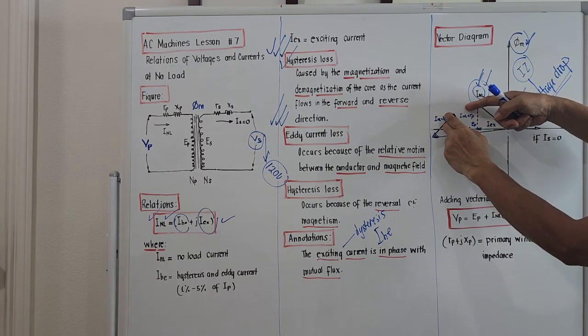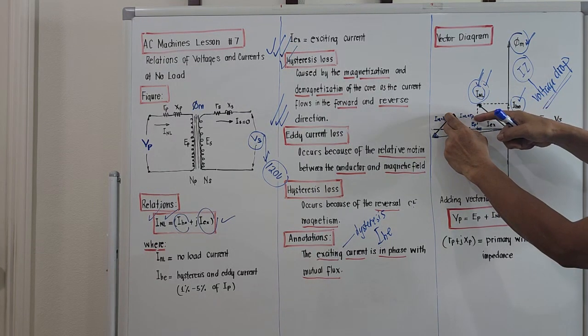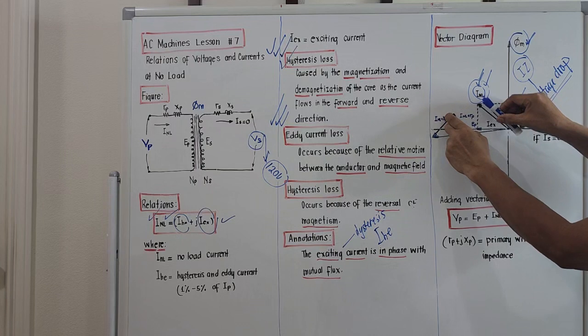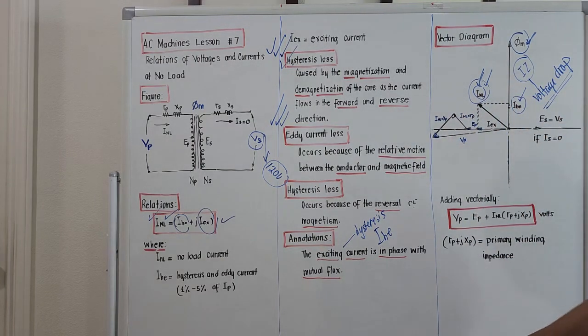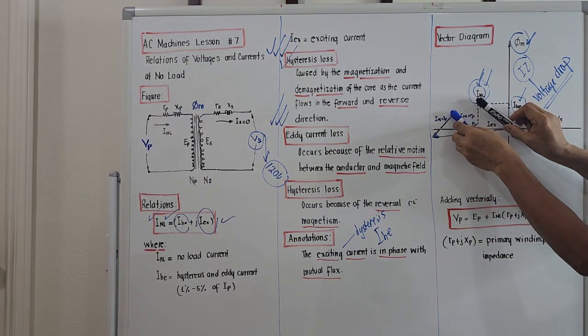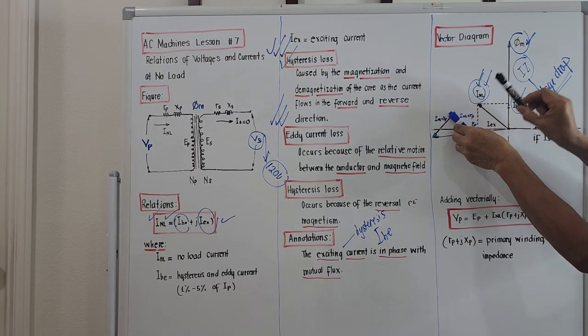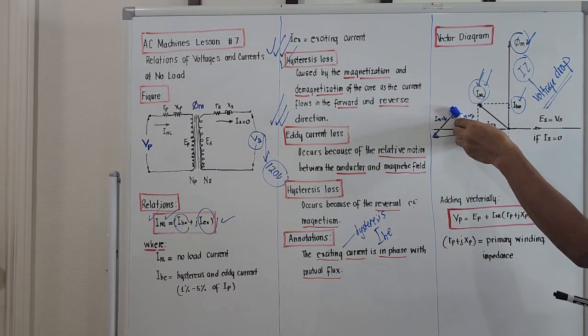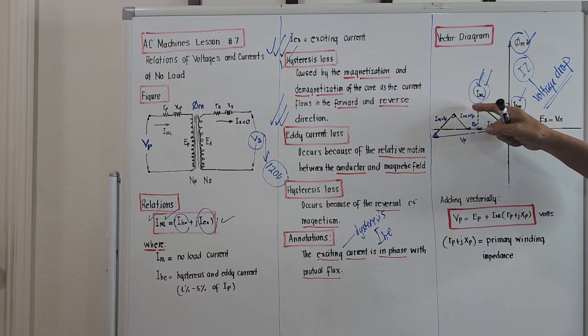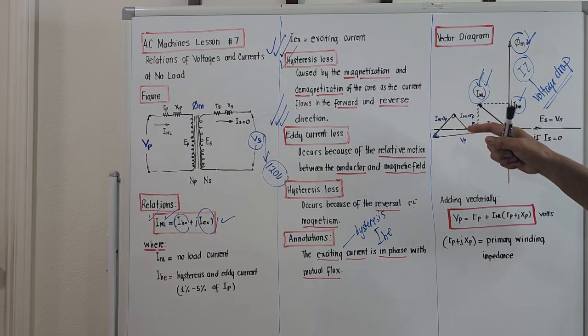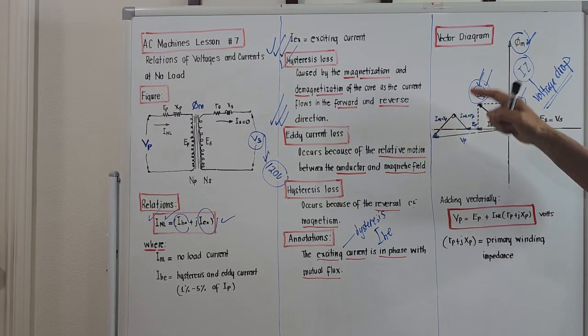It's the product of the no load current times R sub P. They are in the same direction. These ones here are parallel, right? This is the no load current. This is the product of no load current and R sub P. It is the voltage drop due to the effect of the resistance on the coil.